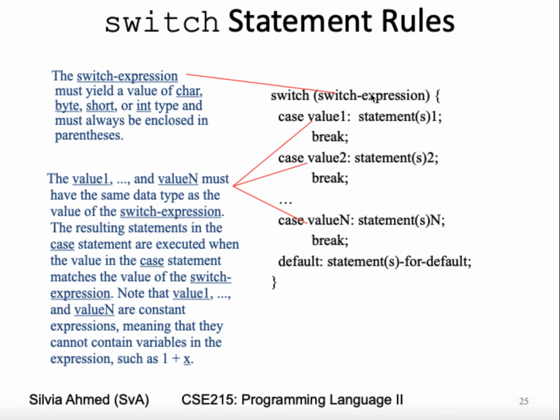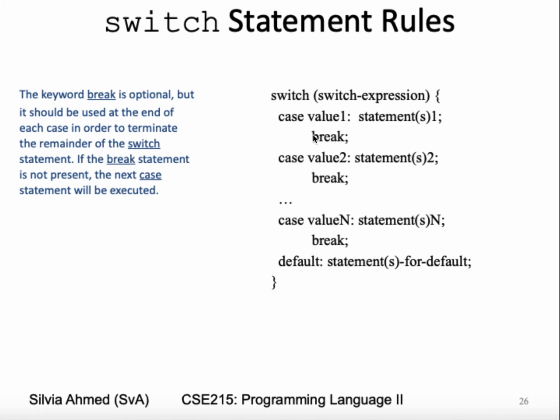Then since the result will be a whole number, we have the case values. Case is another keyword here, and we will have all the possible outputs here as value 1, value 2, value n, and all these values will also be whole numbers. That means character, byte, int, short, and so on.